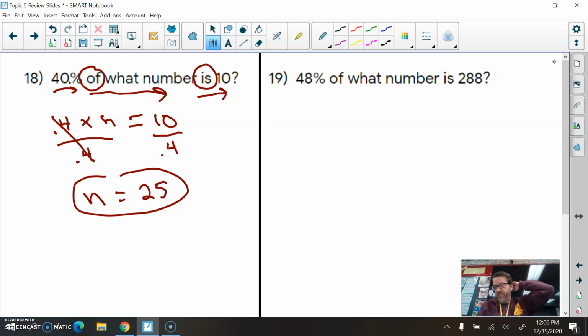Now we'll look at number 19. 48% of what number is 288? Now think about this for a second. 48% of some number is 288.